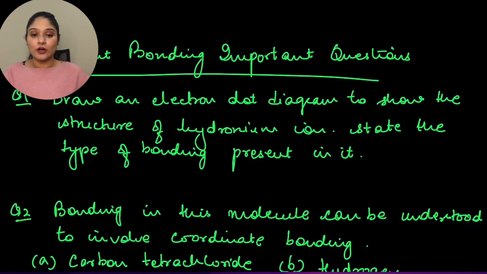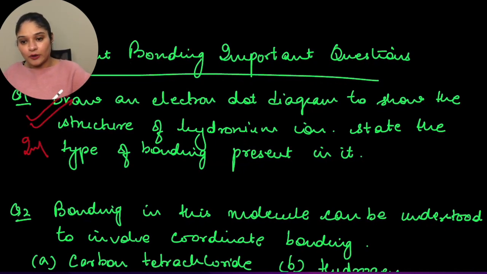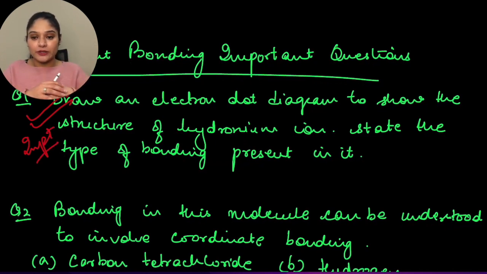Draw an electron dot diagram to show the structure of hydronium ion. State the type of bonding present in it. Now this is a very important question. If you have done some sample papers or PYQs, you would realize that hydronium ion is asked a lot. That means you have to draw the electron dot structure of it, mark the lone pair, and also mention what kind of bond that is. So let's get started with this one.